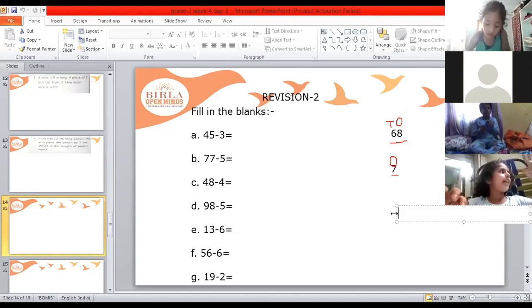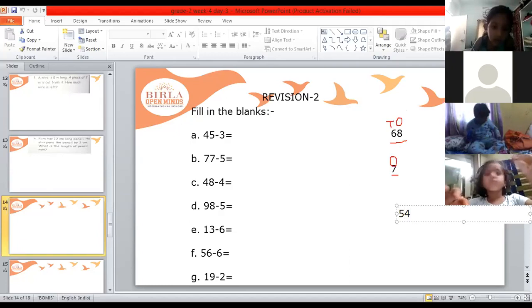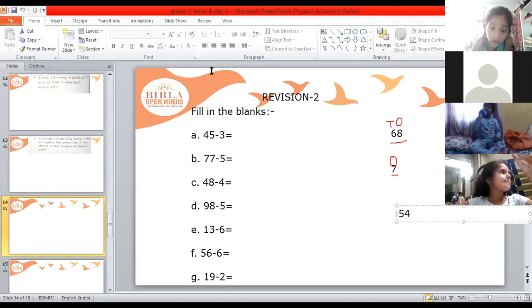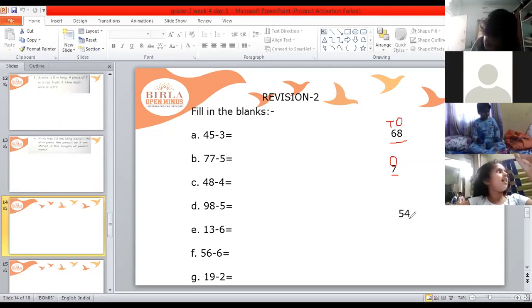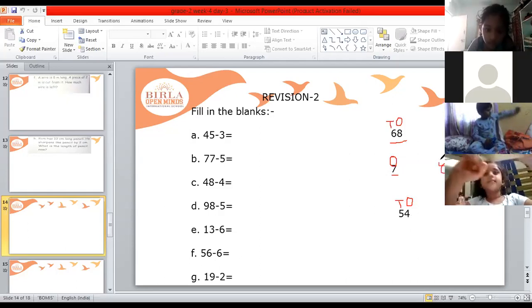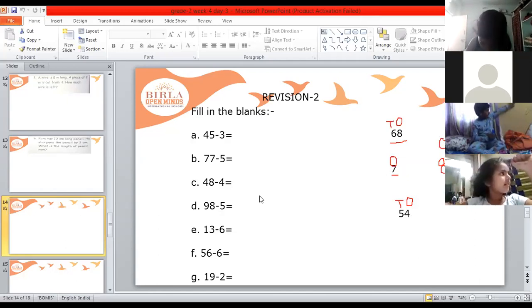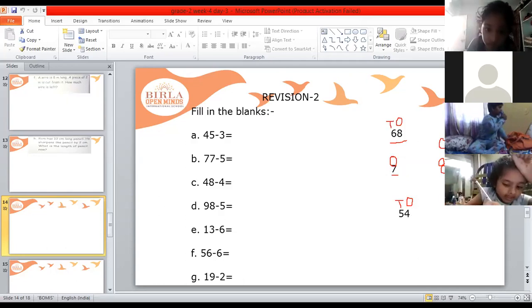Suppose I write another number, 54. Here in 54, again we go from right to left. So this 4 is in ones place, and this 5 is in tens place. And if there is a one-digit number, suppose the number is 8, this 8 will be in ones place because a one-digit number always has its value in ones place only. Always remember this thing.